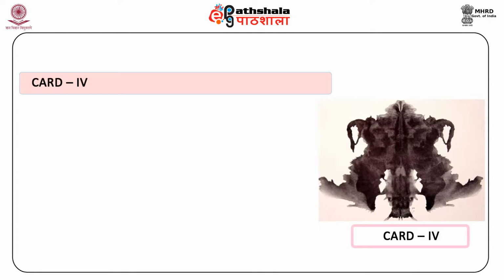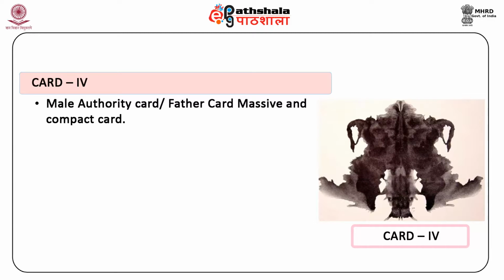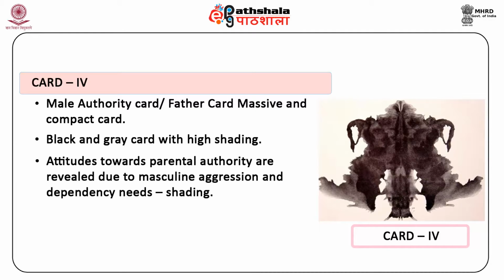Card 4. Male authority card, father card, massive and compact card. Black and gray card with high shading. Attitudes towards parental authority are revealed due to masculine aggression and dependency needs. Shading. Monsters, giants, gorillas are usually perceived.